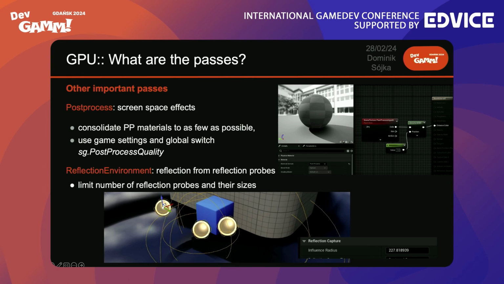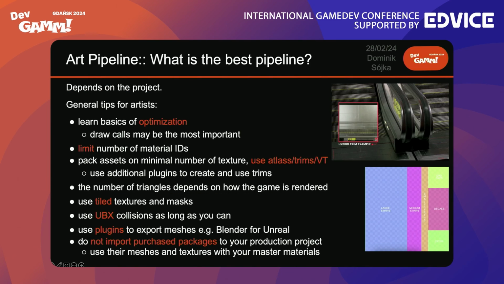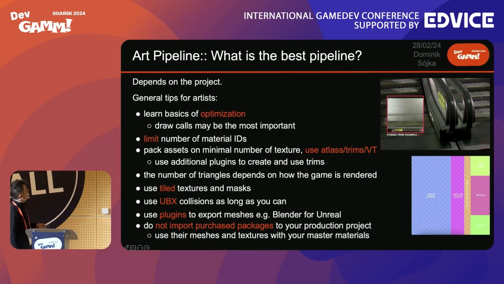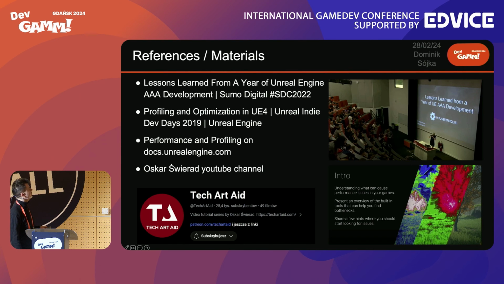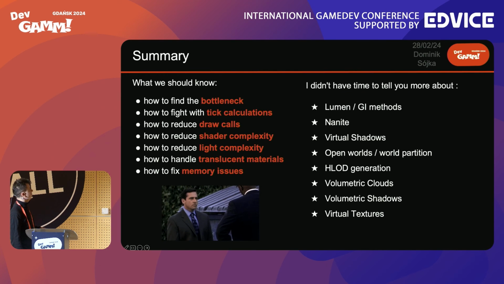Okay, we don't have much time, and I believe I just took too much time on some of the slides, but that's the last one. When you're creating a pipeline, try to use atlases and trims, and that might be the most important for your game. There are great materials on the internet. I would suggest trying to find and see, for example, Oskar Świerad's channel.